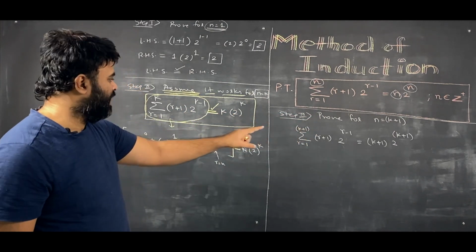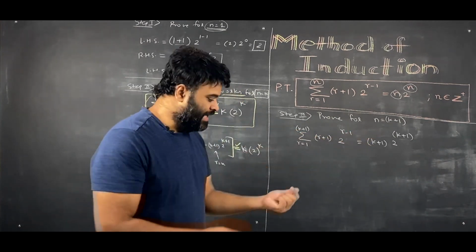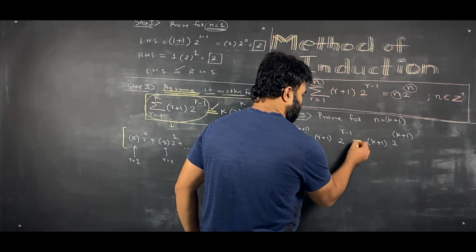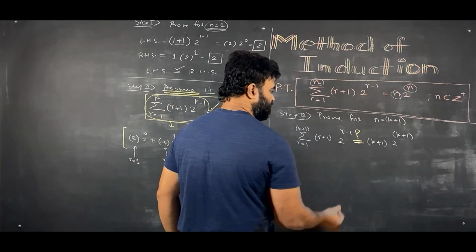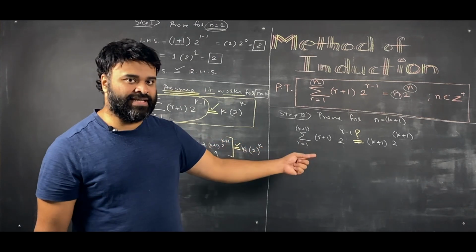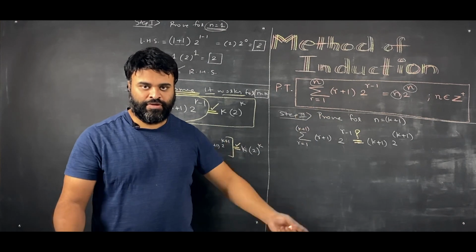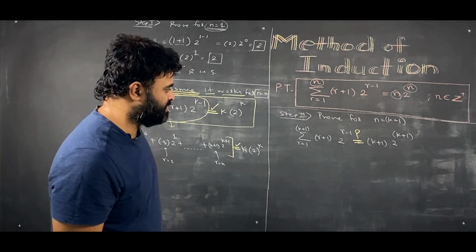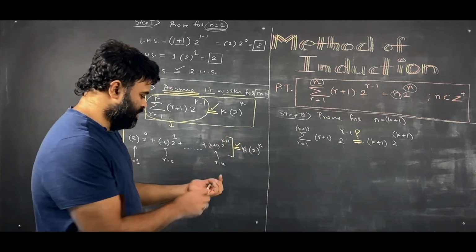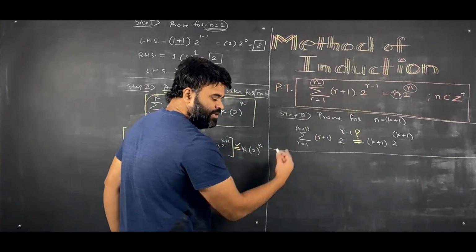Now for n is equal to k plus 1, wherever there is k, now you will get k plus 1. But I'm not assuming this equal. I am questioning this. So we want to prove whether the left hand side and right hand side is equal. And if it is equal, then we will say this statement holds true for all positive integers. Okay, so now how do we do this? We will have to solve LHS and RHS separately, because we don't want to assume this as equal.